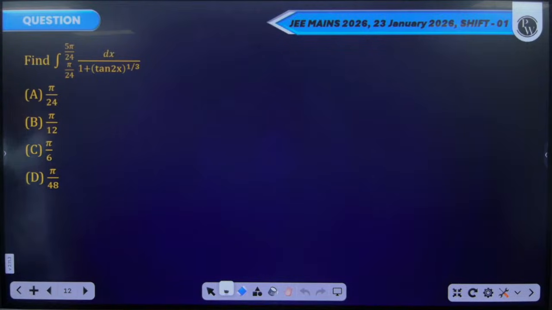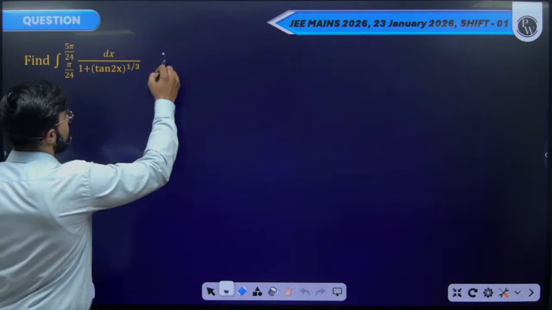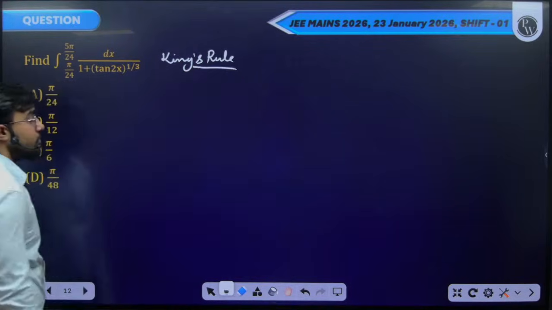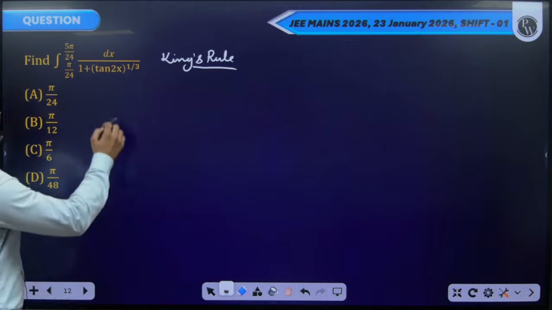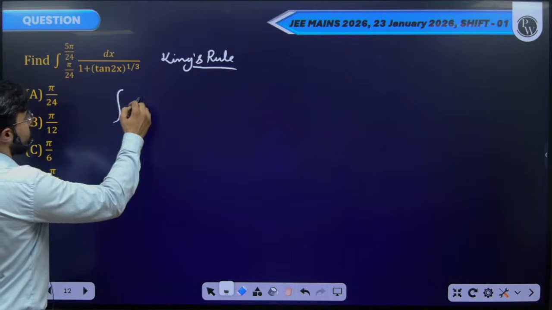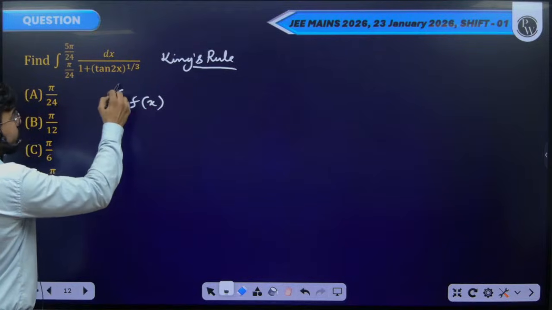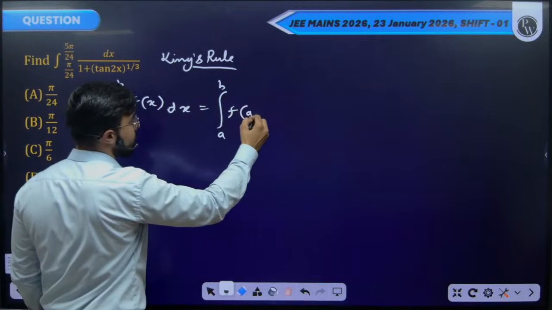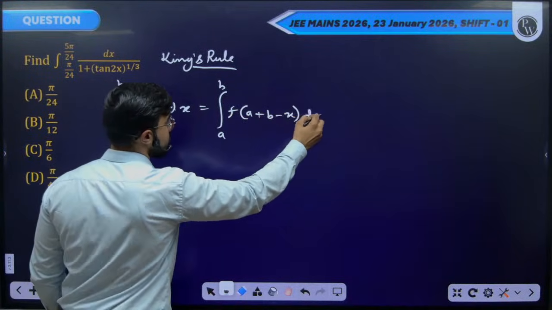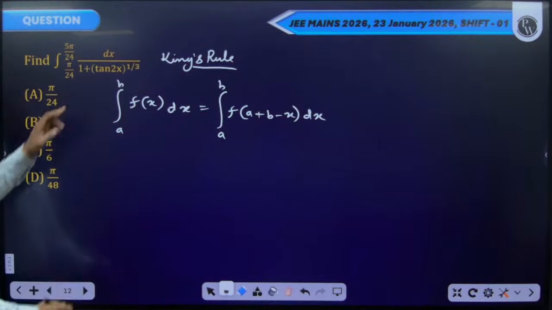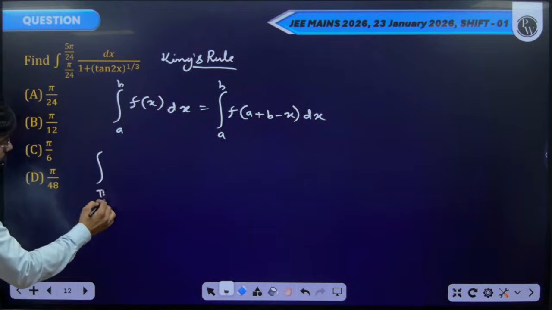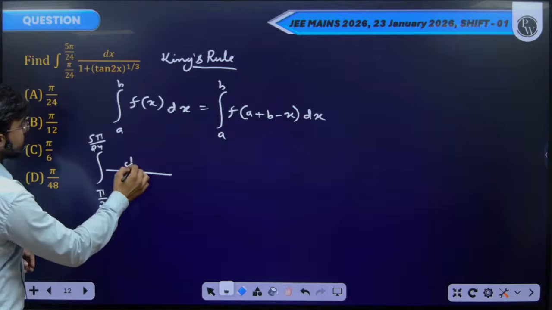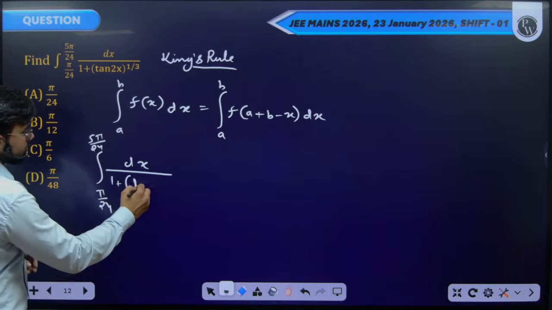This is from integration, so you can do it by King's rule. Now see how we apply King's rule here. For King's rule, if we have the integral of f(x) from a to b dx, we can use this property: the integral from a to b of f(a plus b minus x) dx. So this is the King's rule we have. Now just apply here.